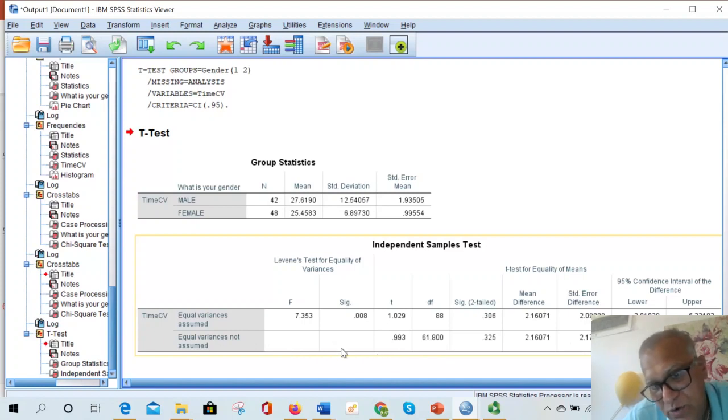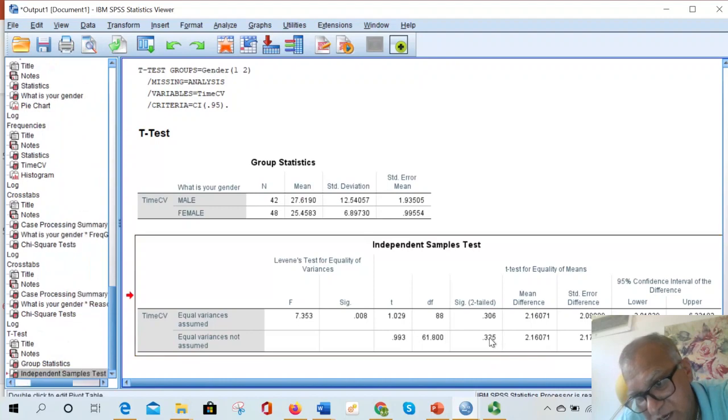It is always better to look at the second row, and not the first, Levene's test. Here the significance value is 0.325. Is it small? No, it's large. It is larger than 0.05, so we do not reject the null hypothesis. The null was that there is no difference. We do not reject, which means the null is true.